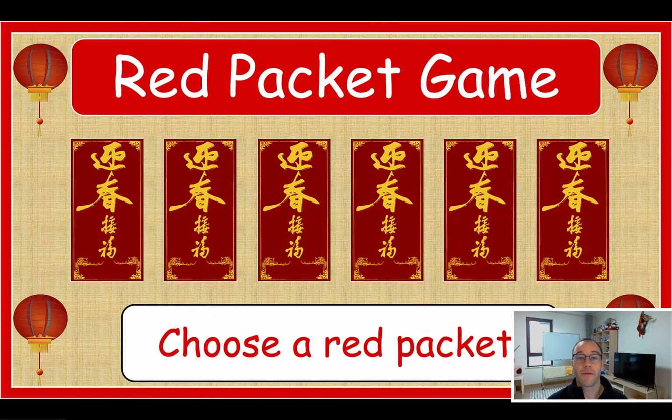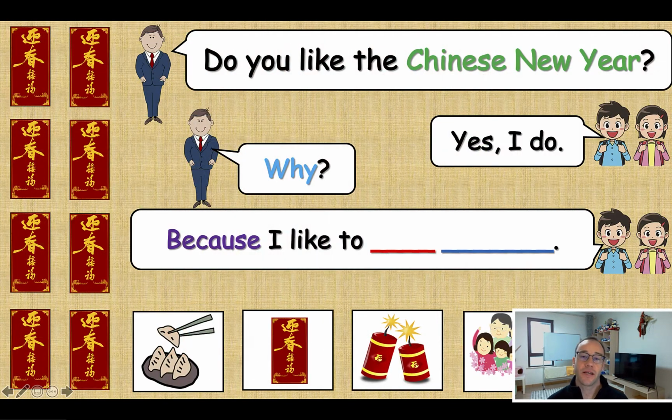Let's go on to the red packet game. Okay, so in the red packet game, they're going to say the dialogue and choose a red packet. So the way I would do it is I would have all of Team 1 stand up, and then the whole class should ask them, do you like the Chinese New Year? And they say, yes, I do. And the whole class says, why? And they can say their own answer here. Okay, so they say, because I like to, and they can be saying their own answer. Okay, it gets loud, but it gives them all a chance to say what they want to say.